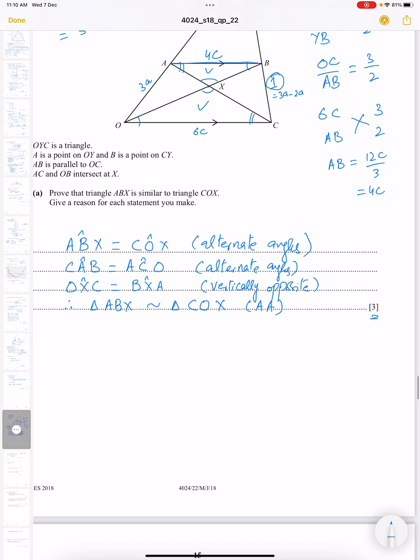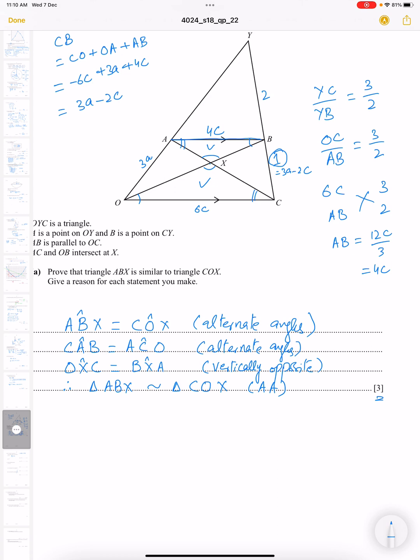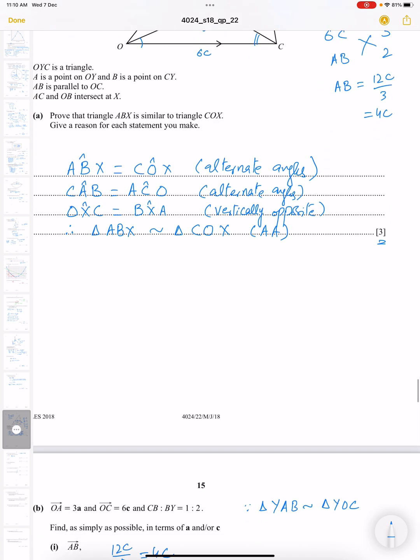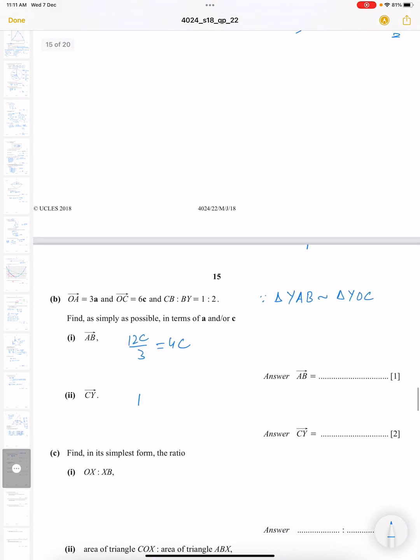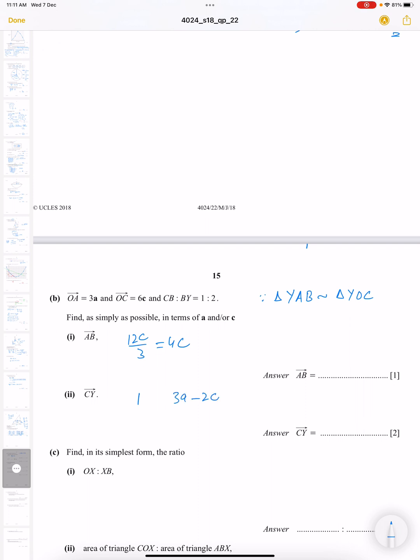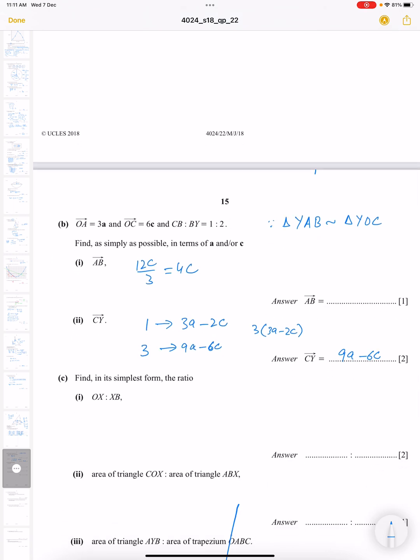We have to find out CY in ratio, which is 3. So since the value which is 1 is basically 3A minus 2C, the value which is 3 is 3 times of it, so that will be 9A minus 6C. 9A minus 6C means 3 times of CB. So CY is 9A minus 6C. Right? Or you can write 3 times of 3A minus 2C. Both answers are fine.